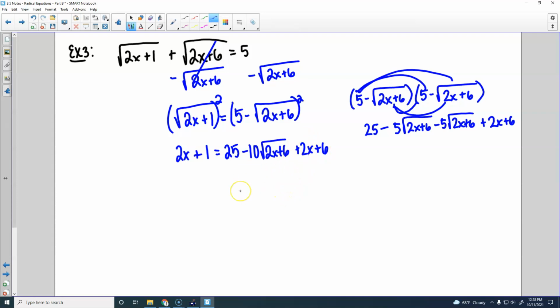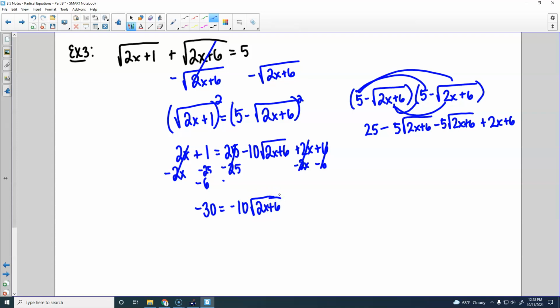All right, so let's move everything to the left-hand side, except for the square root. So, subtract that 25. Subtract the 6. Subtract the 2x. Oh, this is convenient here. The 2x's cancel for this one, so that's good. So, we've got negative 30 equals negative 10 square root of 2x plus 6.